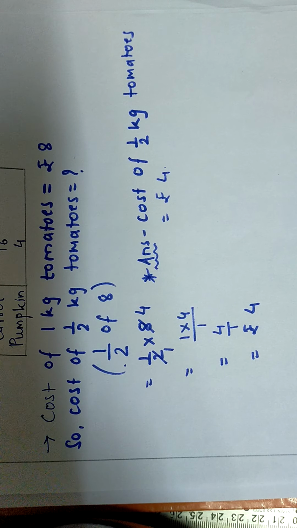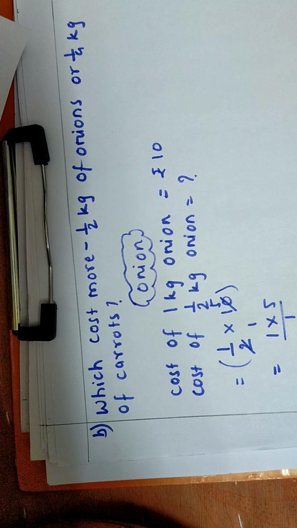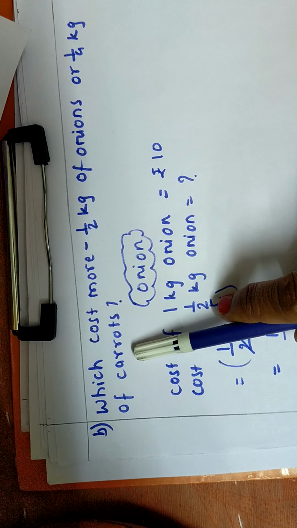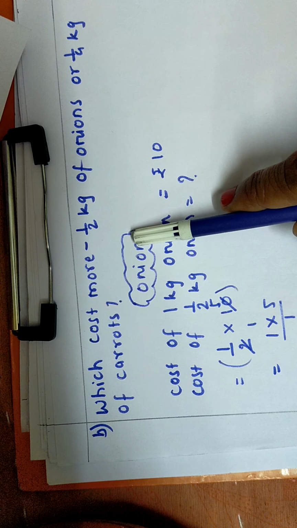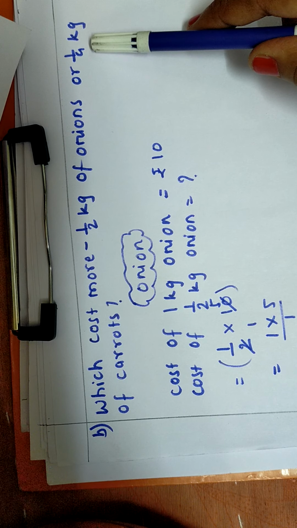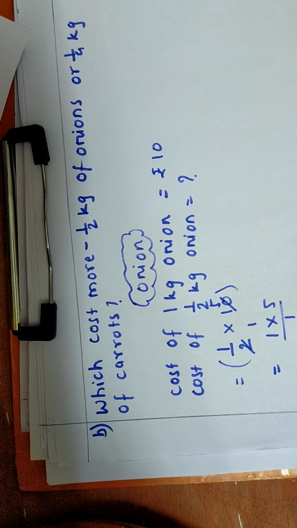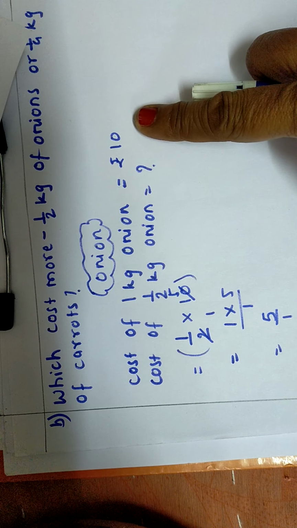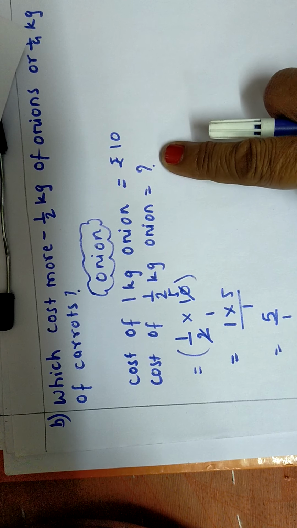Now let's move toward B. The question is: which cost is more, half kg of onions or 1/4 kg of carrots? Here the comparison is given between the onions and the carrots. So first of all we have to find out the price of half kg onion. Afterwards we will find out the price of 1/4 kg of carrots, and from those answers we come to know which cost is more. What is given here? Cost of 1 kg onion, as you know, is rupees 10, and the cost of half kg onions we have to find out.